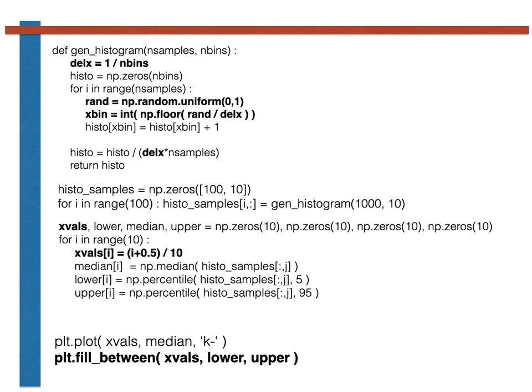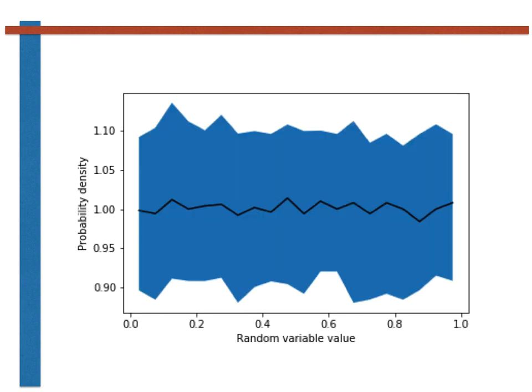The fill between command here colors the region between the line that passes through the points xvals lower and the line that passes through the points xvals upper. The final result of this code thus looks something like this. In terms of reproducibility, this diagram tells other researchers that 90% of all our estimates of the probability density function have fell within the blue region. There is thus a 90% chance that any estimate they generate from the same distribution will fall within that region.